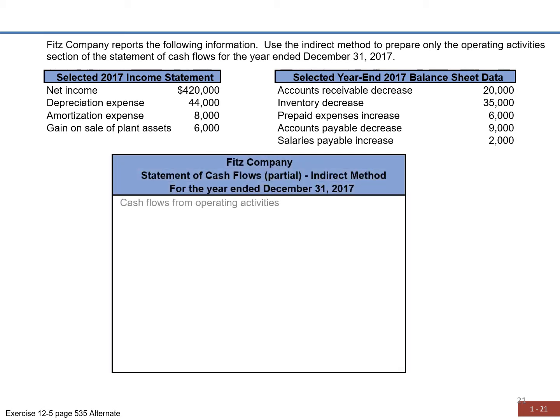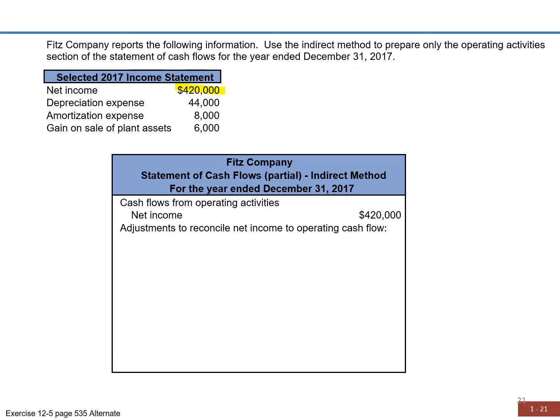All right, start with net income. 420,000, they give us that answer. Add back the expenses that were originally subtracted to get to your net income, but they aren't really cash. So add back depreciation, add back amortization. We had a gain on sale, but the problem with that is that it was added to get to the net income number. It increased it. We want to undo the effect of it, so we subtract it.